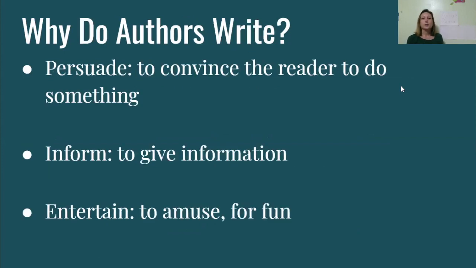So why do authors write? Here are our three main categories for author's purpose. Authors might write to persuade. So they're trying to convince the reader to do something. They might be writing to inform. They're trying to give you information. Or they might be writing to entertain, just to amuse, or just for fun. So if I know why an author's writing, I might know they're trying to convince me to do something if I know their purpose is to persuade. Or I might know I'm supposed to learn something if they're writing to inform.